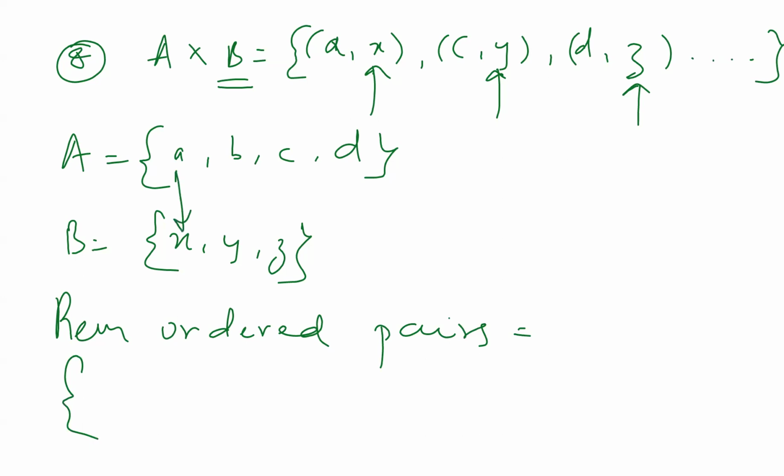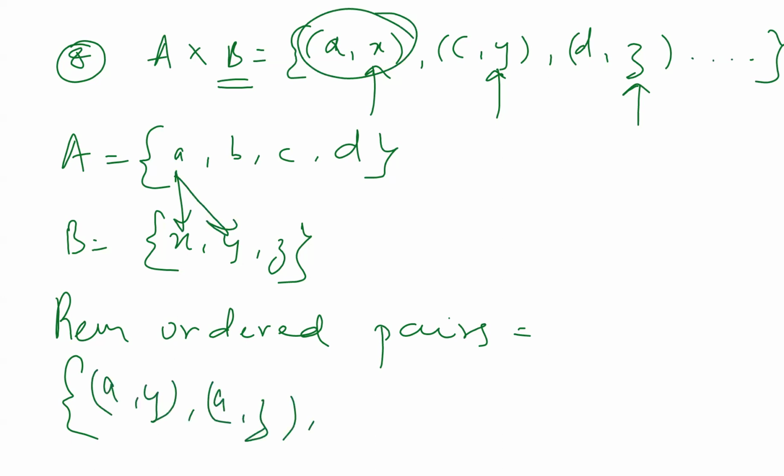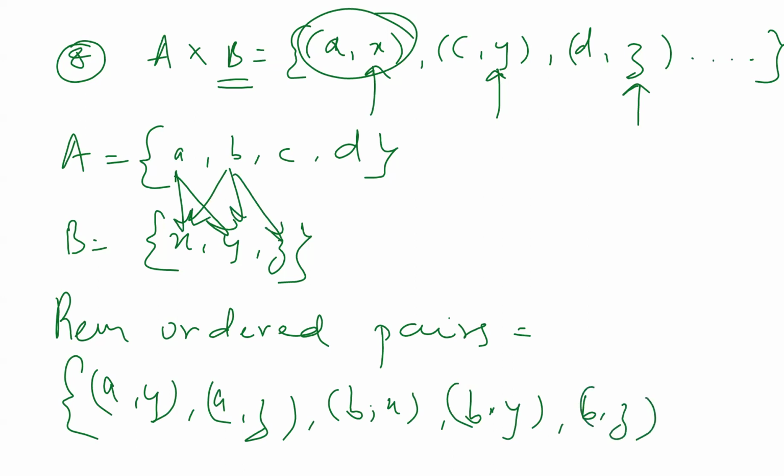(A,X) is already written, don't write it once again. (A,Y), yes. (A,Z), yes, it's a remaining ordered pair. Then (B,X), (B,Y), (B,Z), then (C,X).